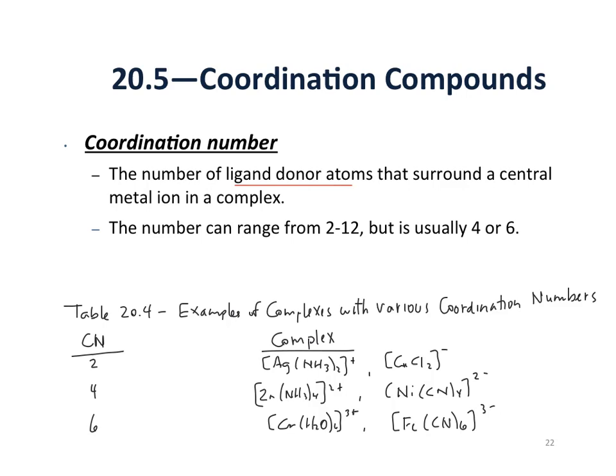So when we look at a picture, it should be pretty clear. If we go back and look at that hexaaquanickel complex, you very clearly saw 6 things bonded to that nickel, so that's really what we're counting. In order to tell just from the formula, we're going to need to be able to know how many ligand donor atoms there are per ligand, and that's something that we'll look at a little bit later in this chapter.